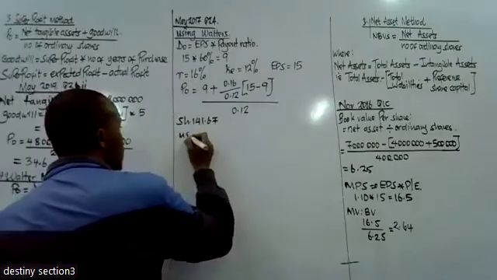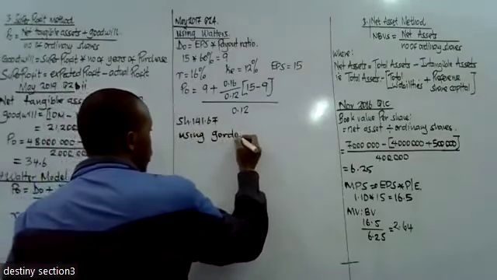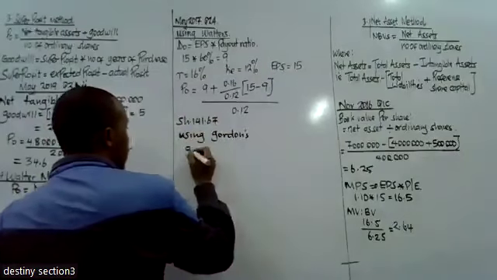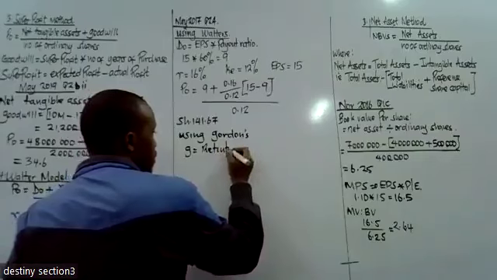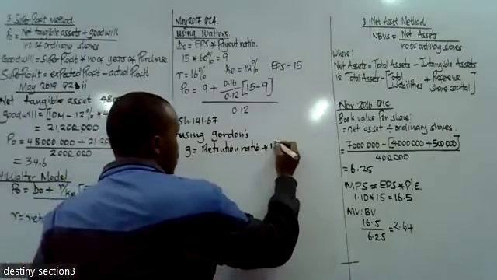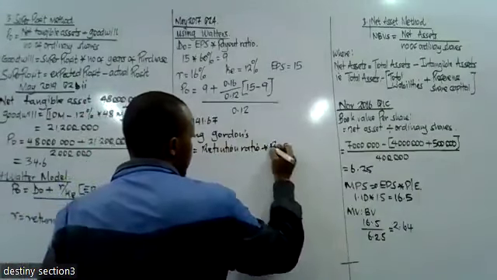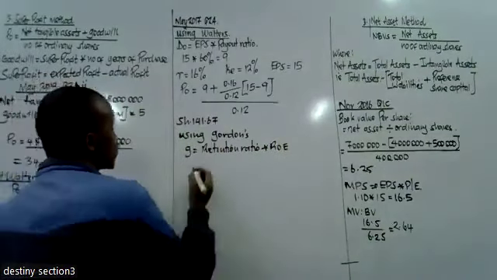How do you get growth? Is the retention ratio multiplied by what? Return on equity. The retention ratio, you go up 40%. Yes. Your return was 16%.